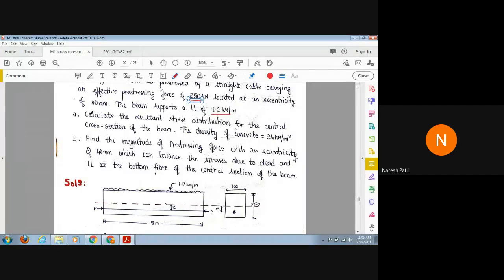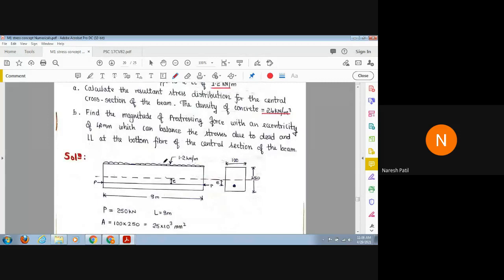So what they asked, calculate the resultant stress distribution for the central cross section of the beam. Okay, so we have to find out the resultant stresses. Again, we have to find out the stress distribution diagram here, at the center of the beam. The density of the concrete is given here 24 kN per meter cube. Then find the magnitude of prestressing force with an eccentricity of 40 mm, which can balance the stresses due to dead load and live load at the bottom fiber of the central section of the beam.